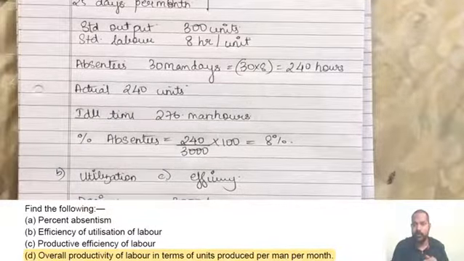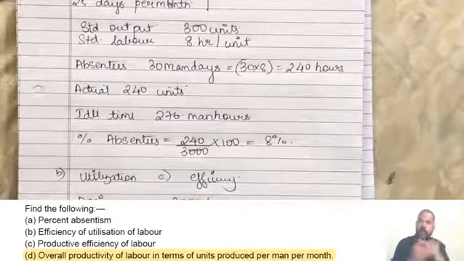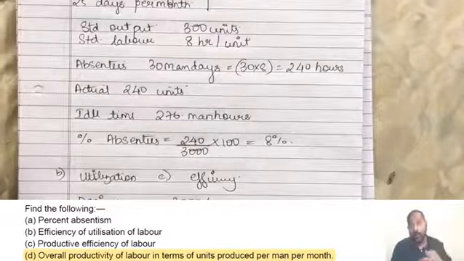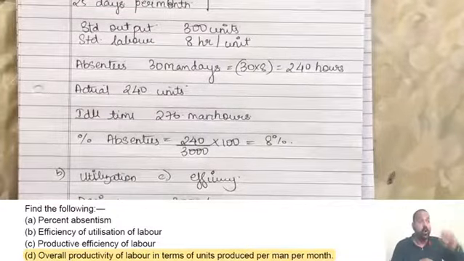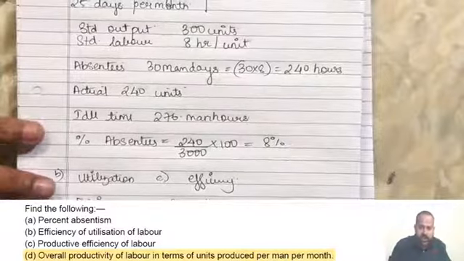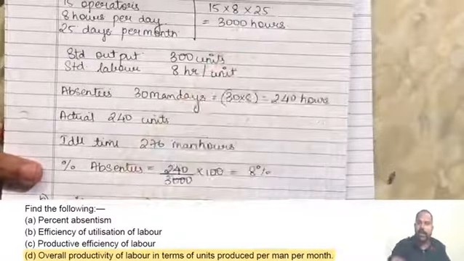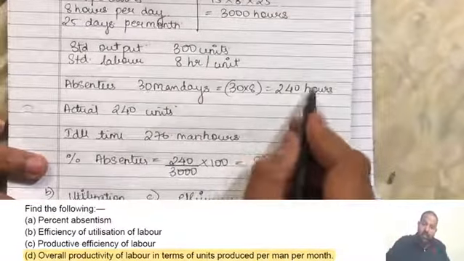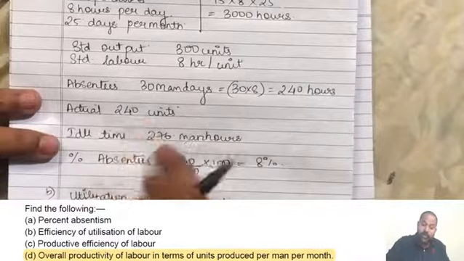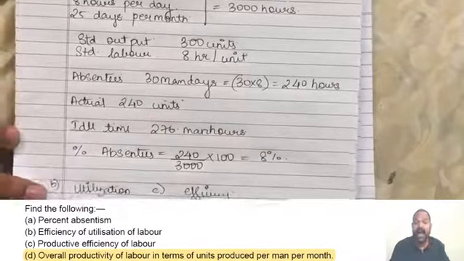What will they work? The fuse has blown off. How will they work? The machine has stopped working. How will they work? You called for a meeting. How will they work? You called for a fire drill. How could they work? So you cannot judge them for all 3000 hours, because in these 3000 hours, 240 hours they have been absent and 276 hours they have been idle.